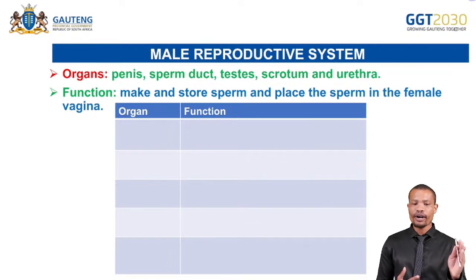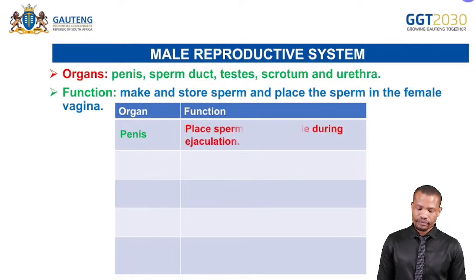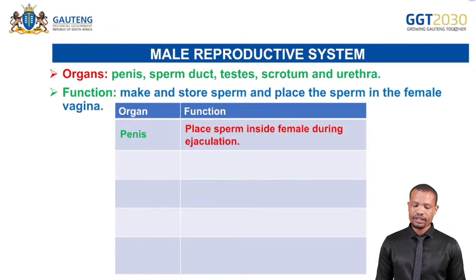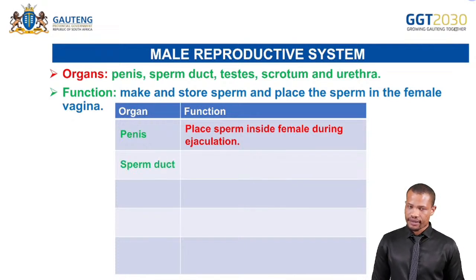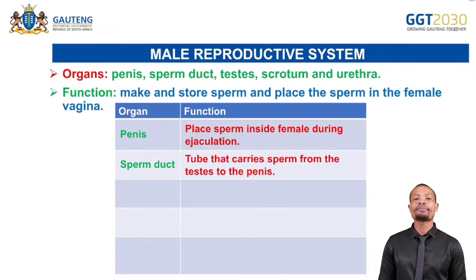Okay, so I have an organ and then its function. Right, the first one is the penis. What does the penis do? It places sperm inside the female during ejaculation. It is also used for urinating. Okay. Another one is the sperm duct or the vas deferens. What does it do? It's a tube that carries sperm from the testes to the penis.